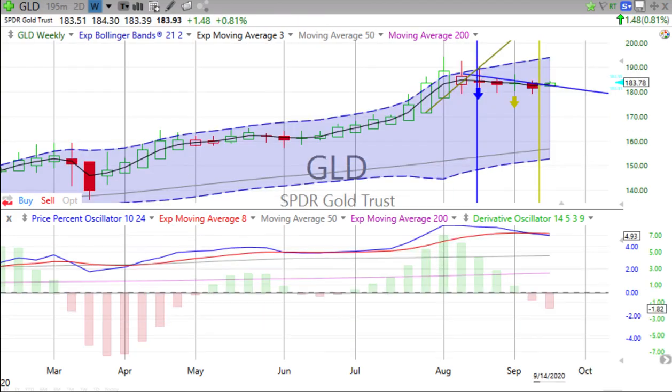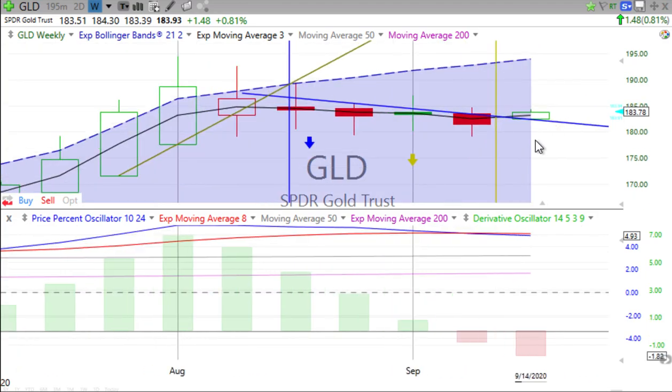We see gold up for the day about 0.75% or so. Look at the price percent oscillator trying to pull away from the red signal line. We do have a green up candle that is forming, a little one. We'll see how that continues to form. Again, gold has been sliding sideways, tending down. We see the derivative oscillator gaining downward momentum.